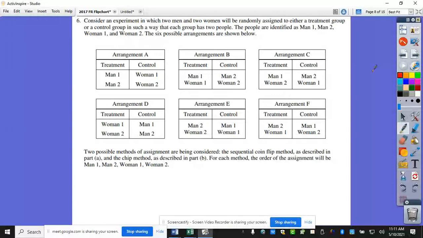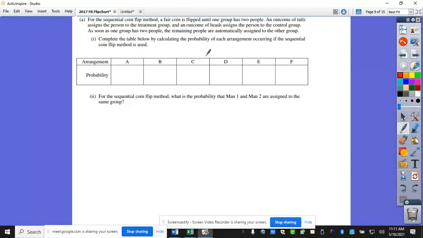Consider an experiment in which 2 men and 2 women will be randomly assigned to either a treatment group or a control group in such a way that each group has 2 people. The people are identified as man 1, man 2, woman 1, woman 2. Possible 6 arrangements are shown. 2 possible methods of assignment are being considered: a sequential coin flip method, which I'm going to describe in a second, or a chip method, which is described later. For each method, the order of assignment will be man 1, man 2, woman 1, woman 2.